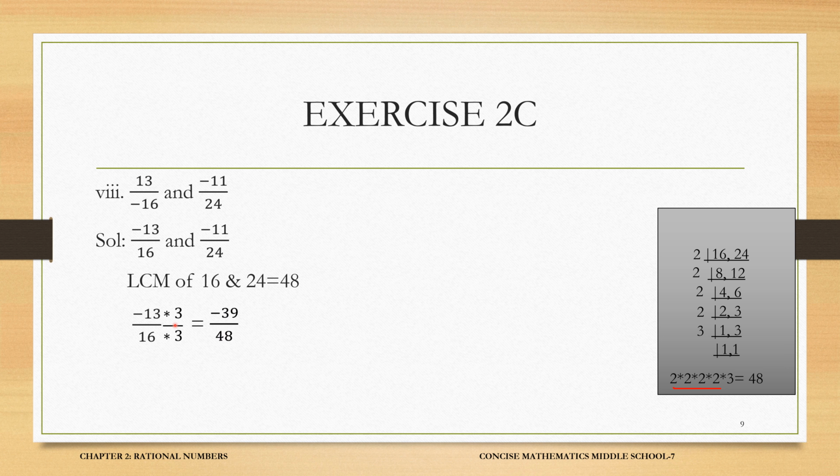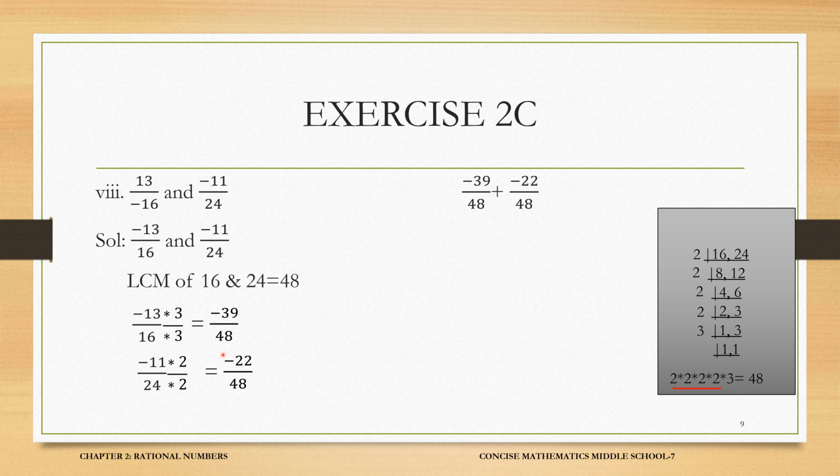Minus into plus is minus. 13 3s are 39. 16 3s are 48. Even here, take the second rational number minus 11 by 24, and this 24 should be multiplied with 2 to make it 48. I have already taught you how to know which number should be multiplied from these numbers, right? Or else you can follow the same method. Minus into plus is minus 22 by 48.